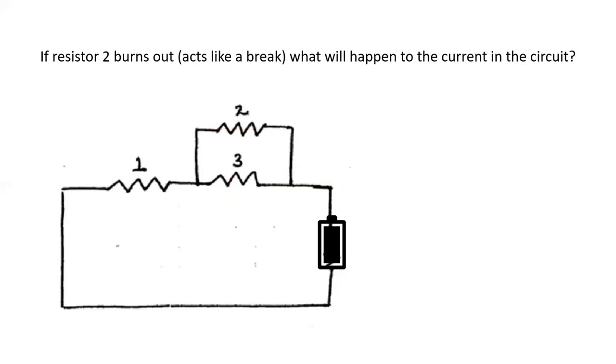Well, what about another scenario? What if resistor 2 burns out? It acts like a break, so it's got a cut. Well, what happens to current if it cuts? Current gets to this point. Can it flow through resistor 2? Well, no, there's a break there. So we omit this branch. It's broken, there's no flow. So the current is only going to flow through resistor 1 and resistor 3.